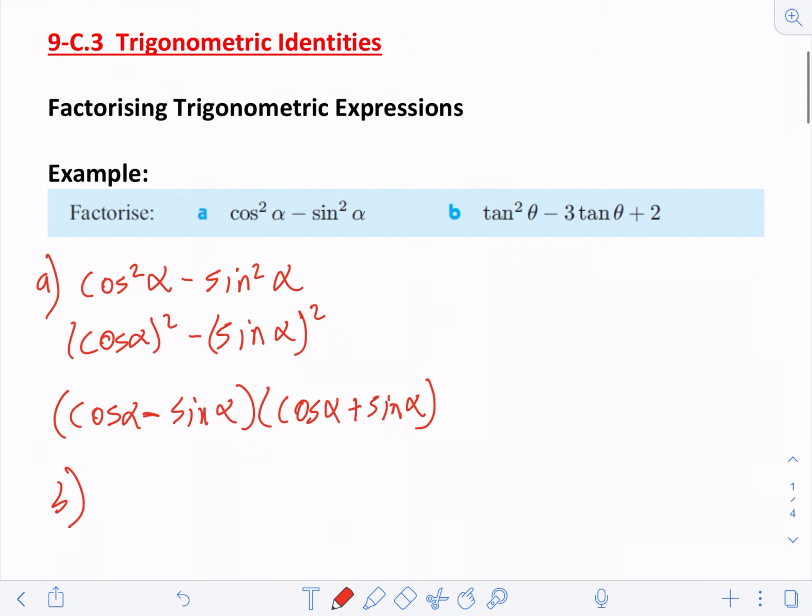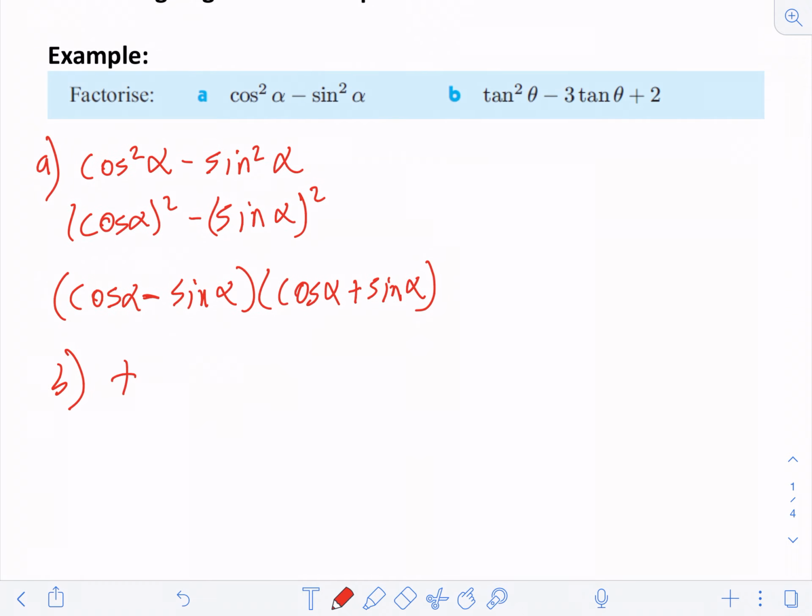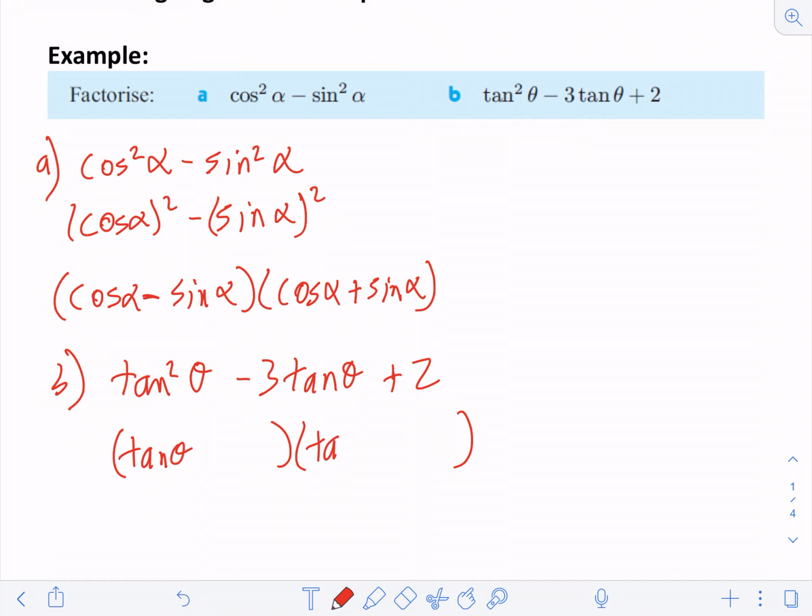I'll write it down here. Part B is tangent squared theta minus 3 tangent of theta plus 2. So this is a trinomial, right? This is something I want to unfoil. I have a squared term, I have a term that's not squared, and then I have a constant. So I'm going to try to unfoil this, and I know my first terms are going to be tangent theta and tangent theta because that's what gives me my tangent squared. And then I know I'm going to have a 2 and a 1 because 2 times 1 equals 2.